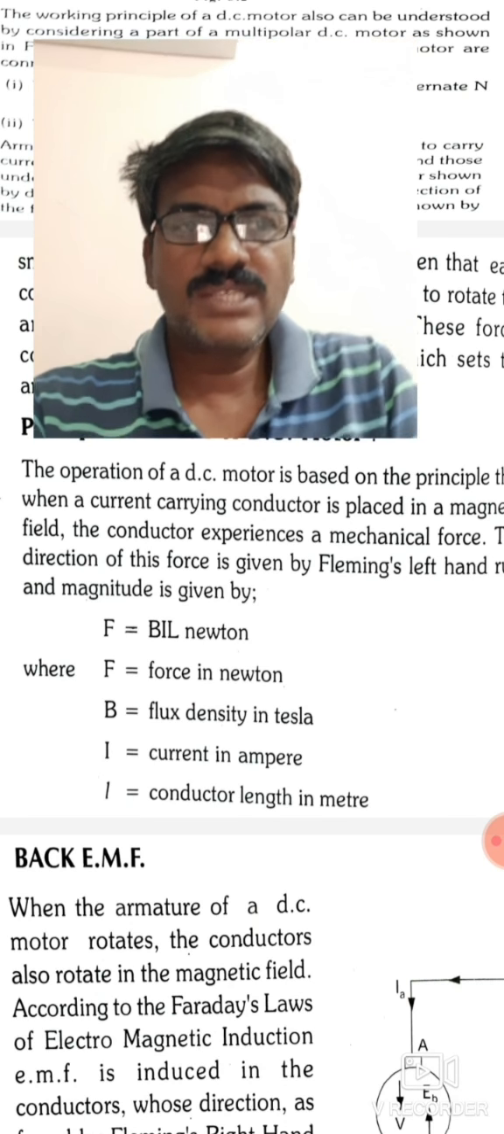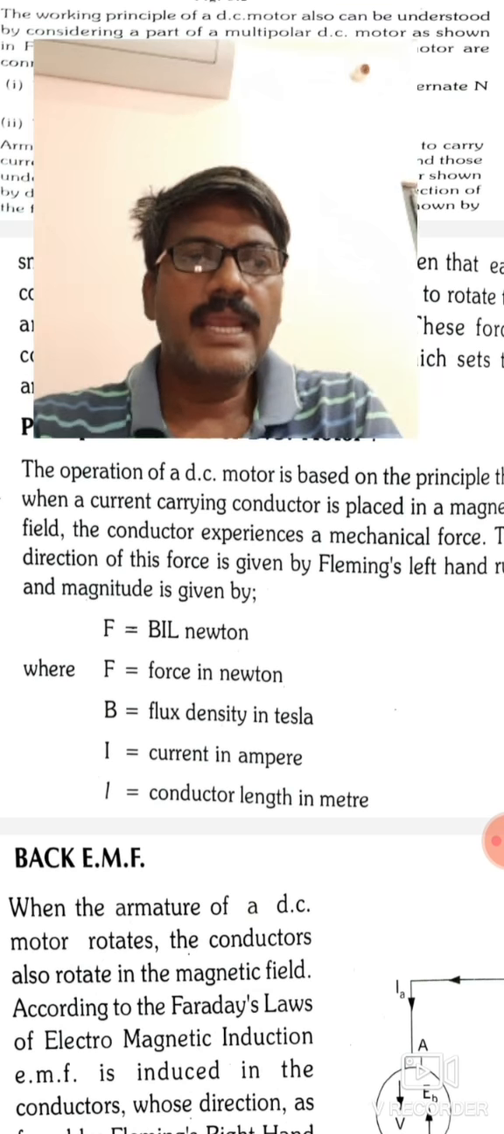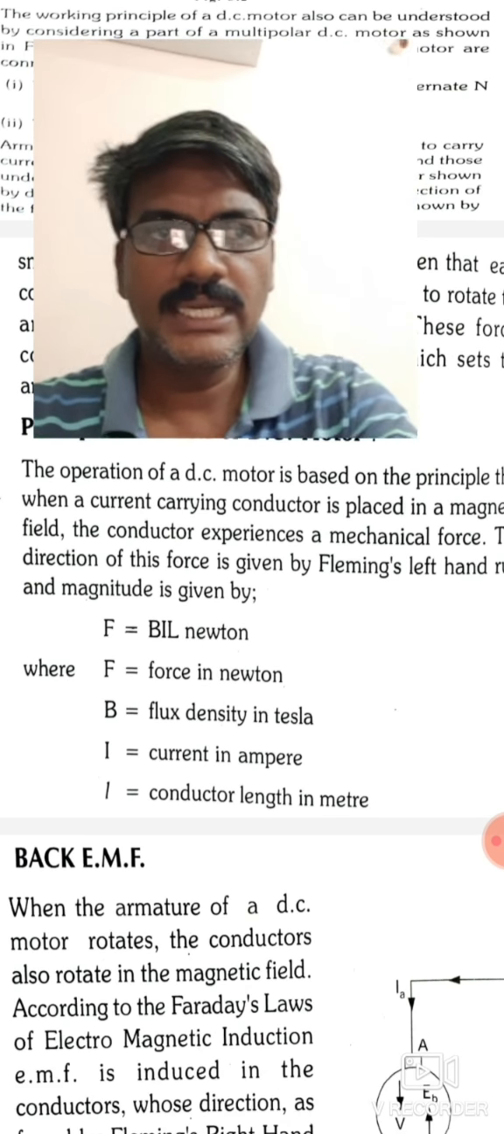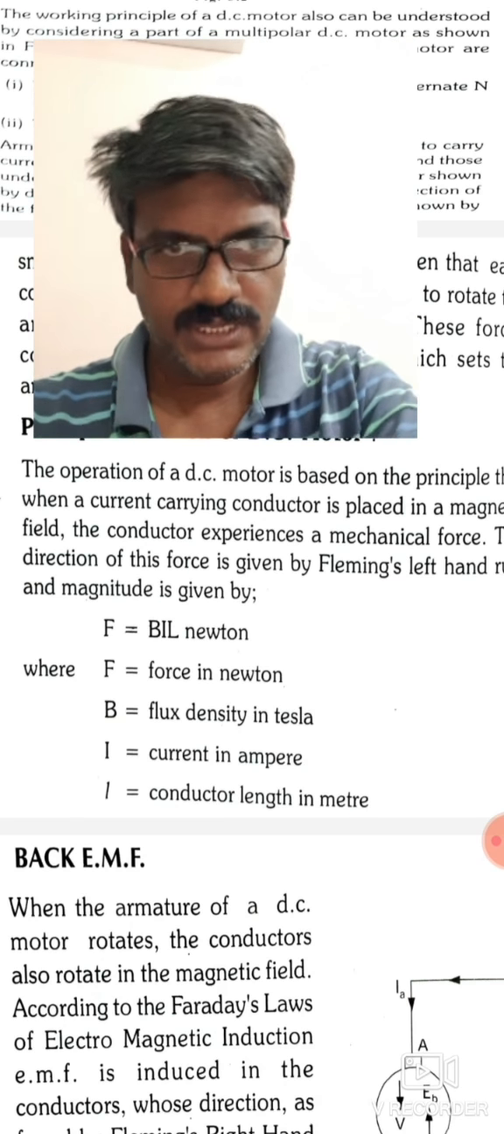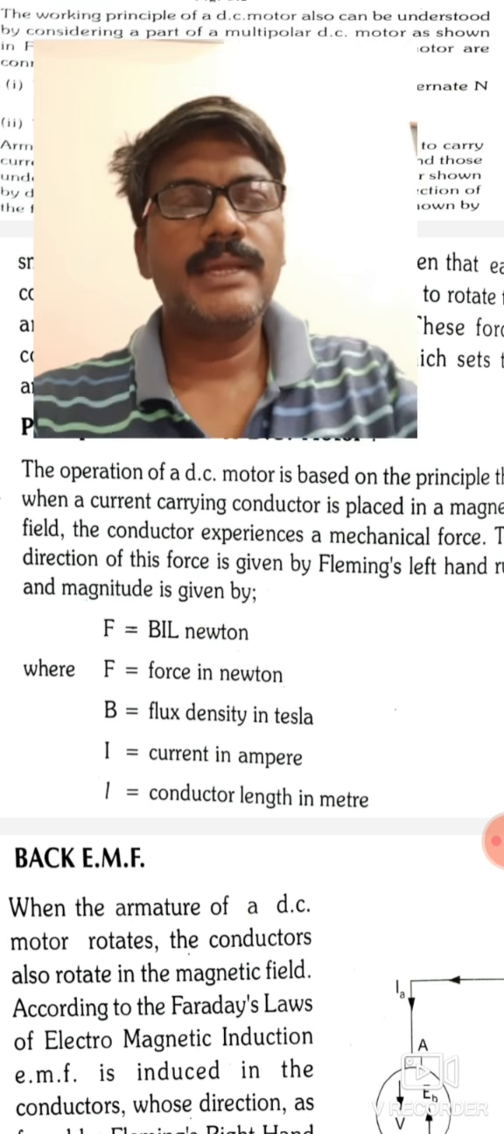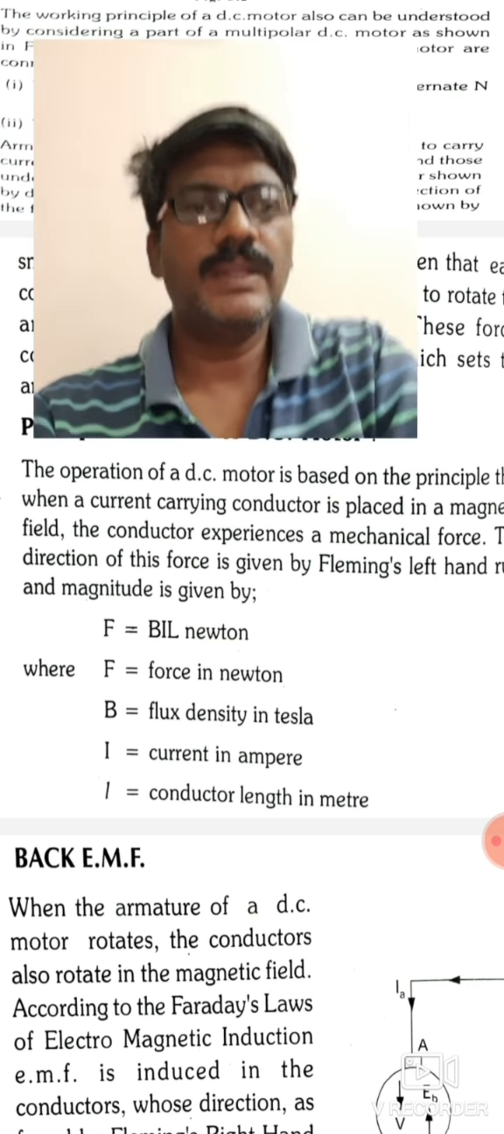The force is F equals BIL, in newtons. B is the flux density in Tesla. I is the current in amperes. L is the conductor length in meters. Right? So that is the force acting on the conductor when it is placed in a magnetic field, right?